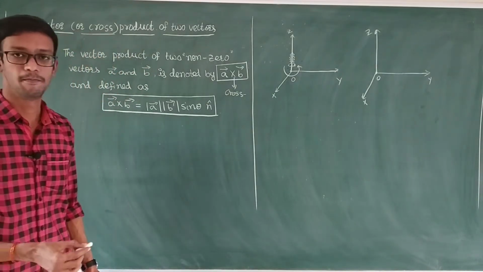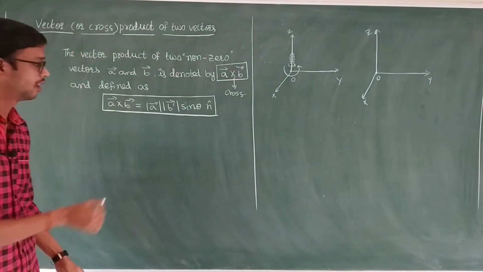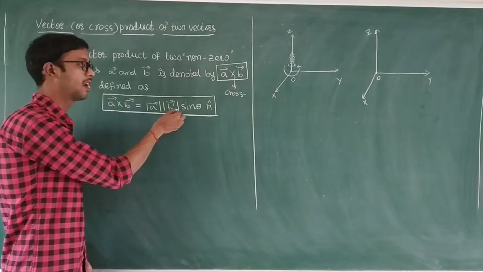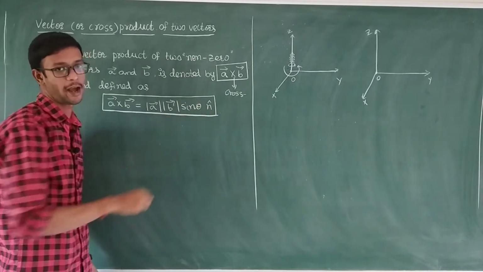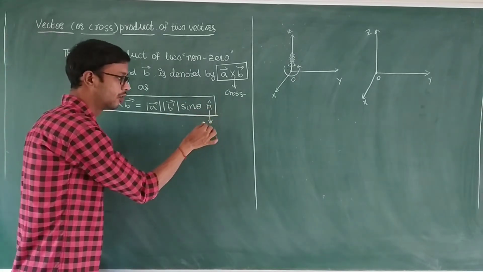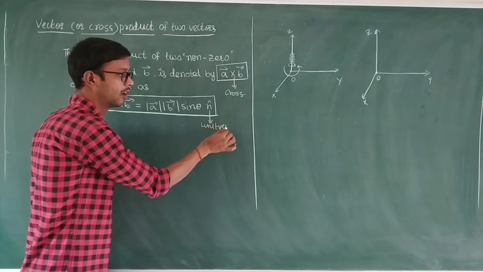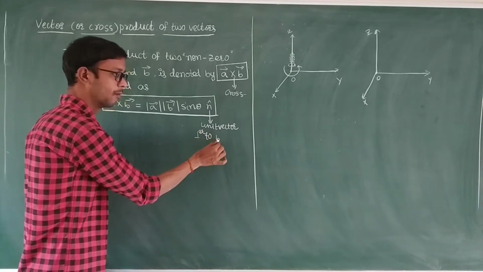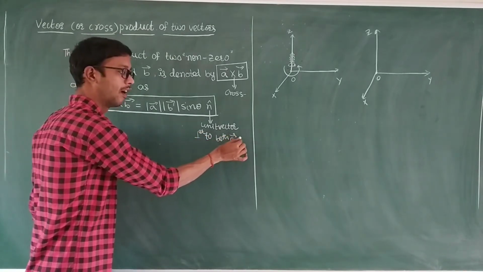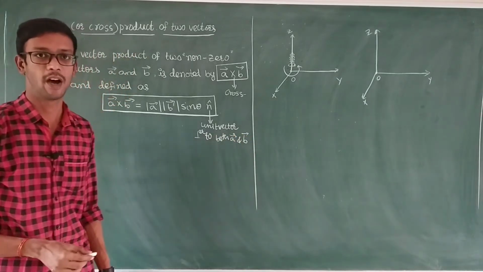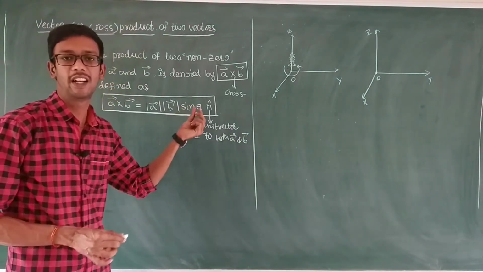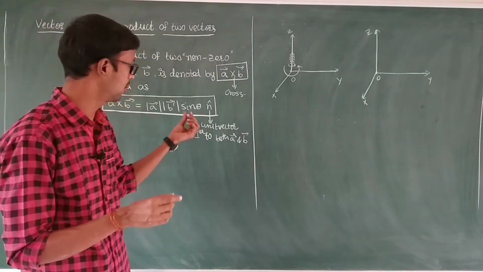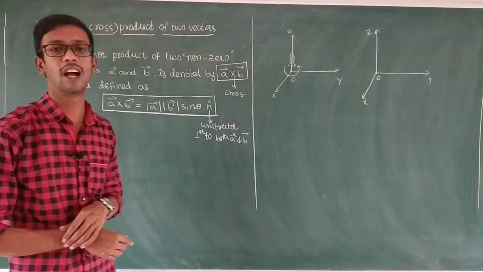A bar cross B bar is defined as magnitude of A bar, magnitude of B bar, into sin theta, into n cap. Here n cap is the unit vector perpendicular to both A bar and B bar. In the dot product you get cos theta; the scalar product uses cos theta. The cross product uses sin theta.